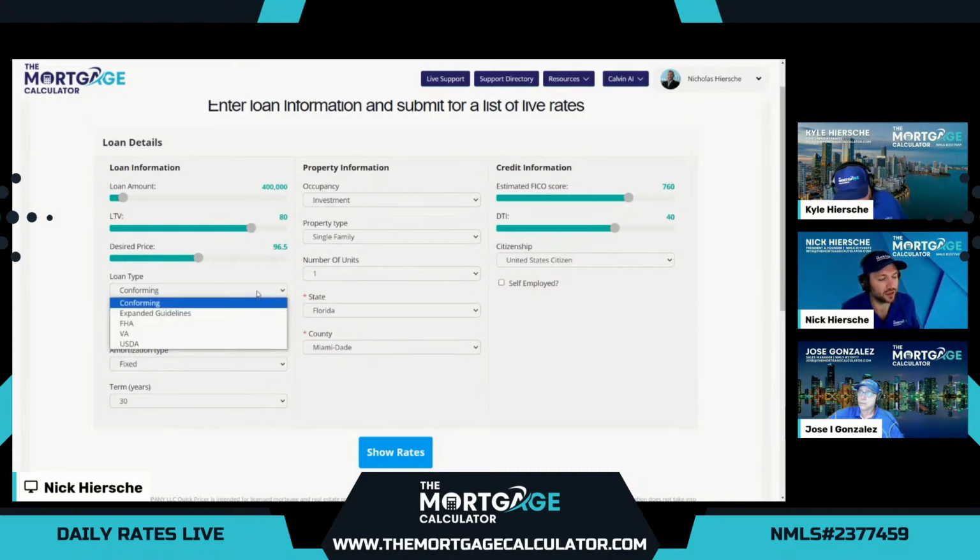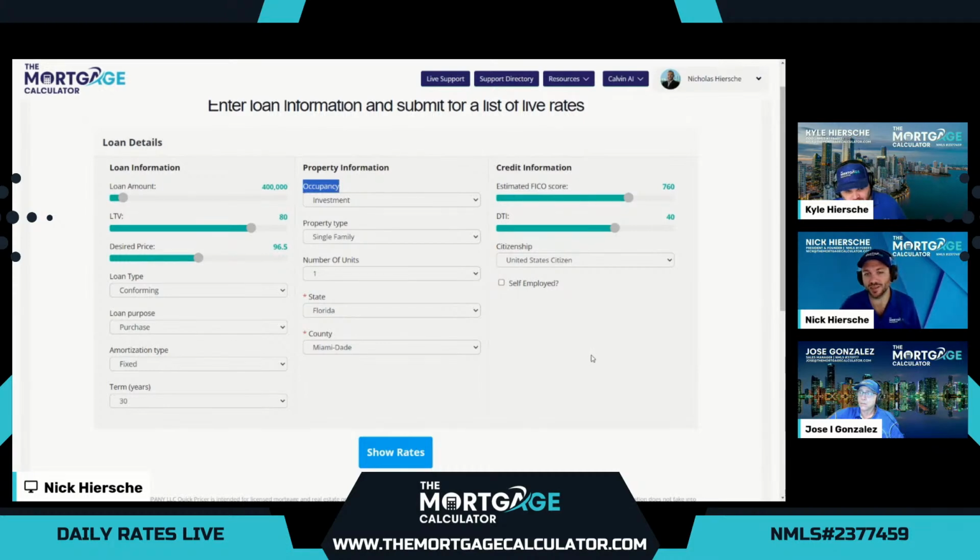We can compare our conforming conventional investment property options with our expanded guideline non-QM investment property options. Government programs like FHA, VA, USDA do not work for investments. So we'll start with conforming conventional. Everything will stay exactly the same. The only thing we've edited here is the occupancy.